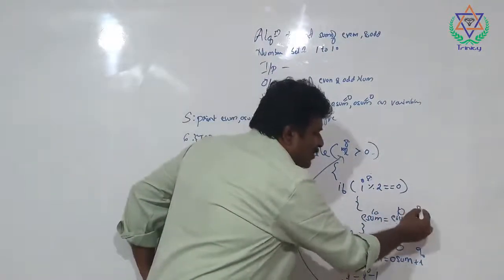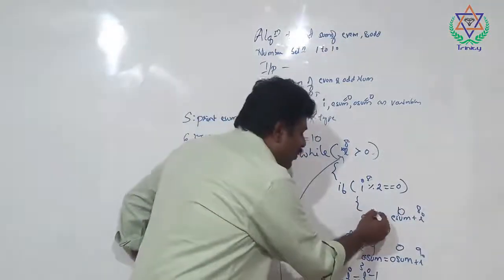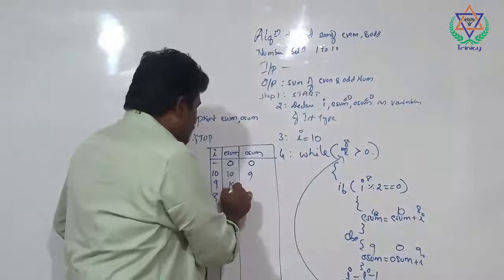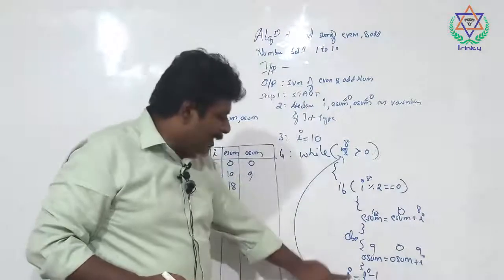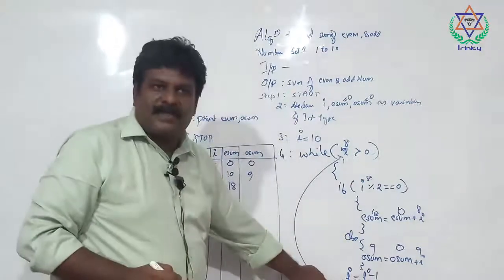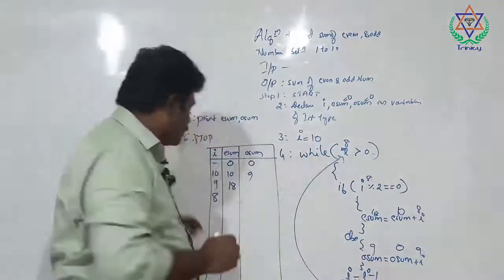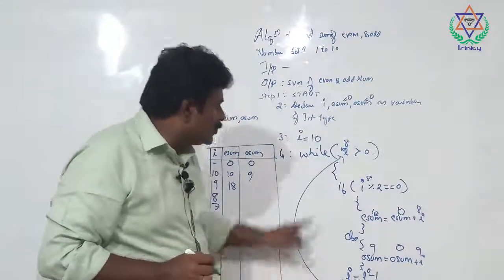I is having 8. 8 plus 10 will become 18. Now what is there in E sum? It is 18. Do you think it goes elsewhere? No. Directly it goes out from the if control statement. I equal to I minus 1. I becomes 7. Now again goes back.